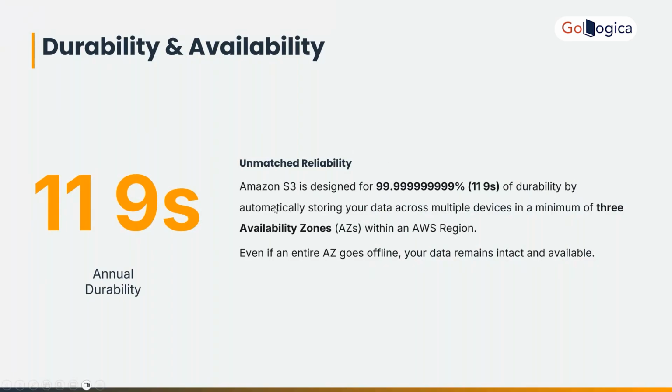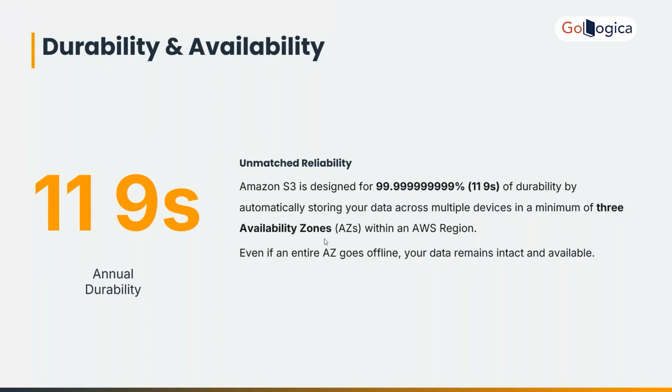It automatically stores your data across multiple devices in a minimum of three availability zones within an AWS region. When we upload our object and create that bucket, the bucket gets replicated across three or more availability zones in the region. The data that you upload is definitely regional, because only the customer has access to move their data. So it is our responsibility to select the region where we want to store it.